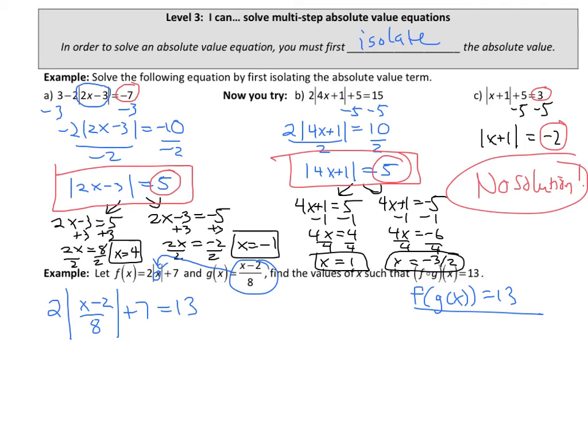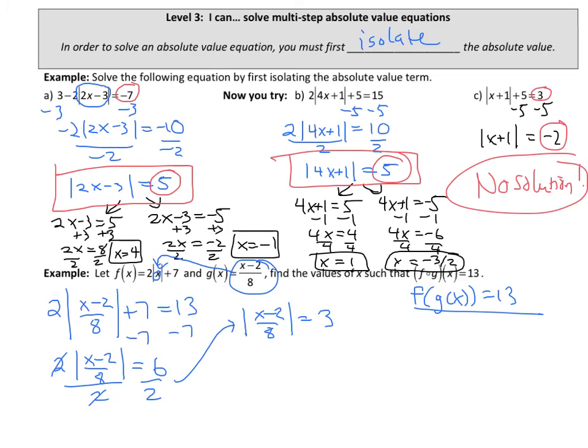And now I solve. So again, first I want to isolate the absolute value. I'm going to subtract 7 from both sides. And we get 2 times the absolute value of x minus 2 over 8 equals 13 minus 7, which is 6. Then I would divide both sides by 2 to get the absolute value by itself. And we get the absolute value of x minus 2 over 8 equals 3.